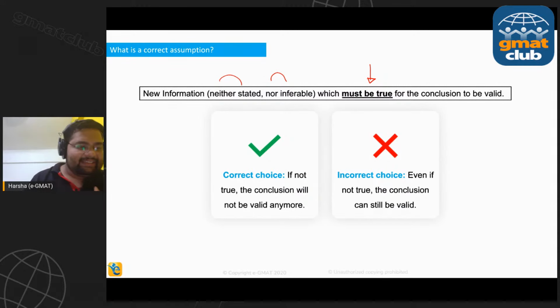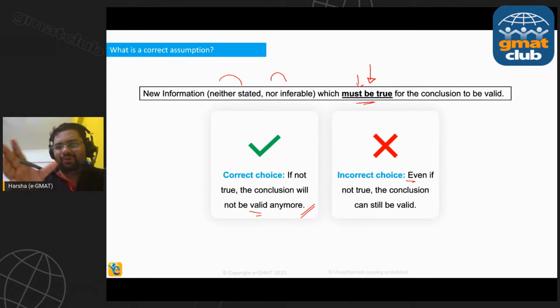So essentially, correct choice versus incorrect choice. How do you differentiate a correct assumption versus an incorrect choice? A correct assumption really must be true. Or in other words, if it is not true, your conclusion will break down. If it's not true, your conclusion will not be valid anymore. An incorrect choice, even if it is not true, your conclusion can still hold true. It will not definitely break. Right? Keep this in mind.